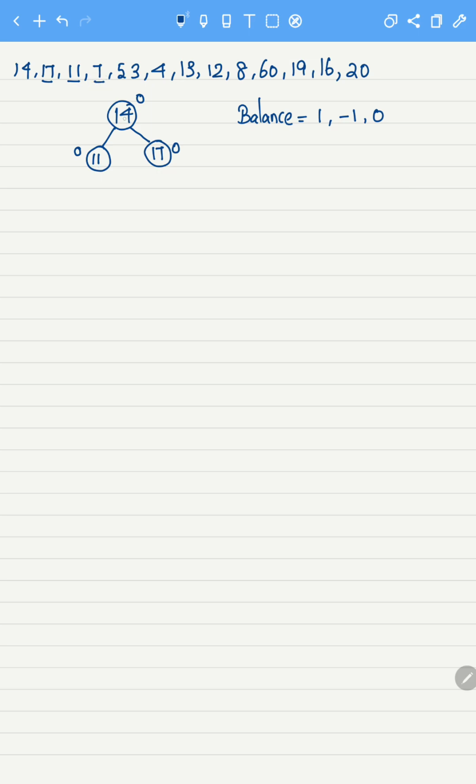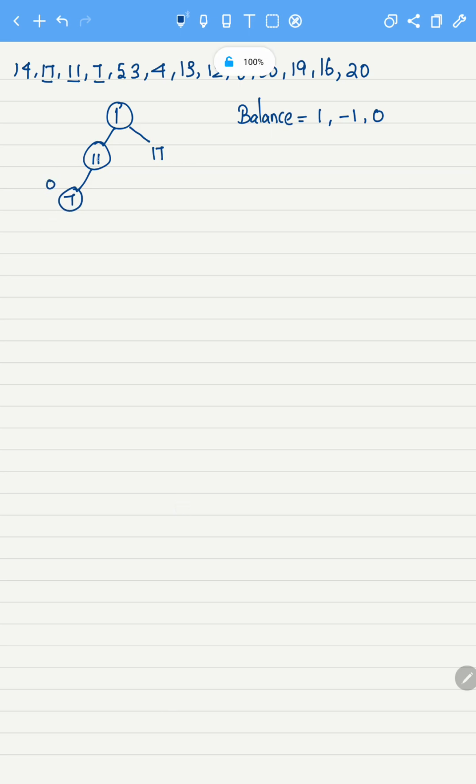The next element is 7. 7 is less than 11. Okay, so it has to be inserted to the left subtree. So I will insert 7 here. Okay, so now after every insert you have to calculate the balance factor. So let me calculate the balance factor again. Okay, so now what is the balance factor of 7? No left, no right, so balance will be 0.